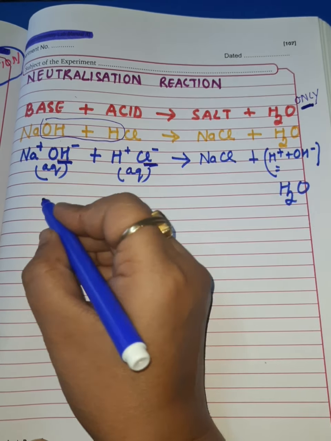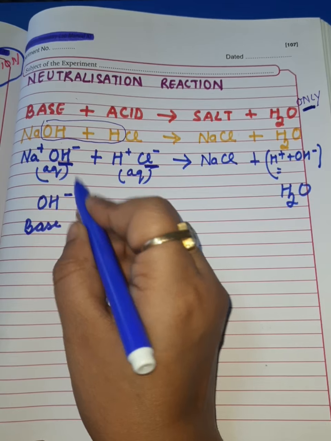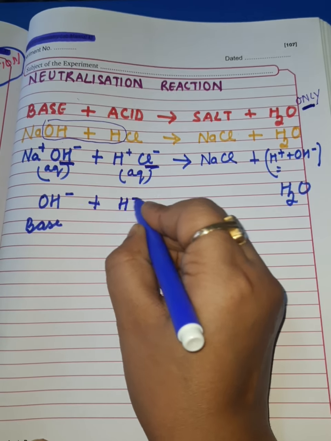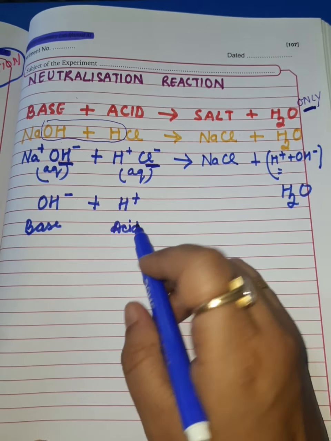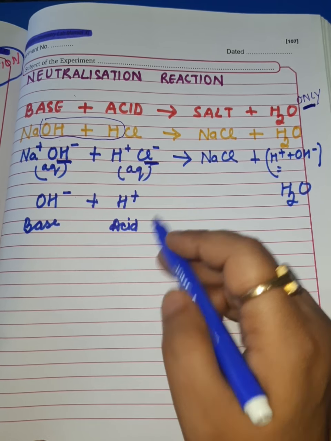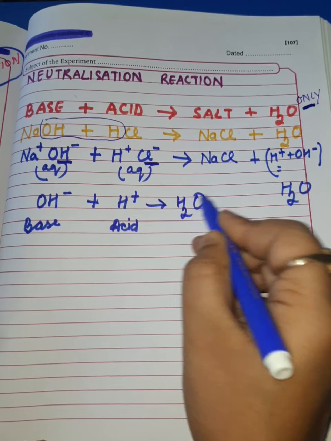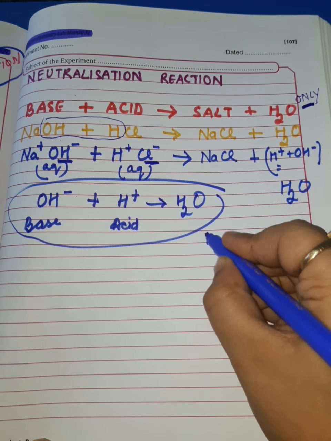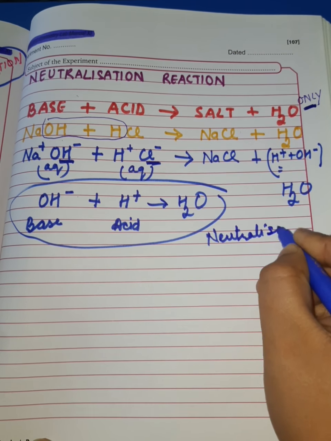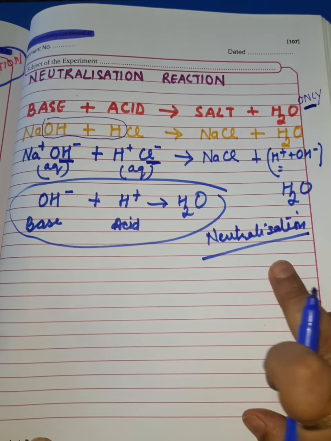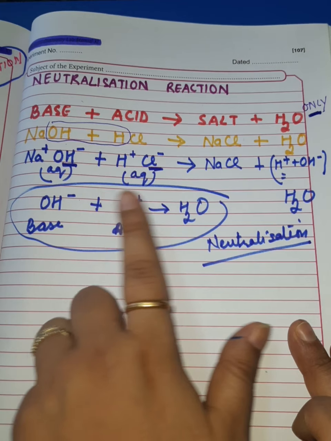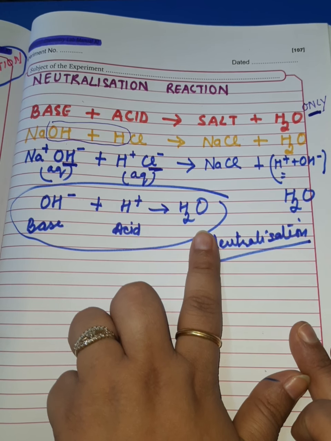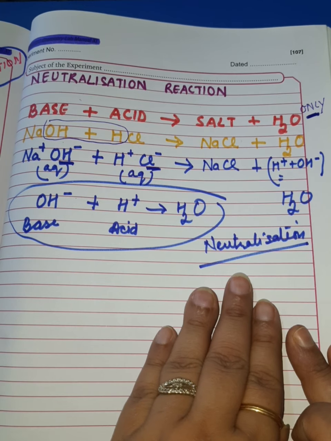Now I will tell you that basically neutralization reaction is the reaction between OH minus coming from the base and H plus ion coming from the acid. When this OH minus from the base reacts with H plus from the acid to form water, this reaction is called neutralization reaction. Basically, this is neutralization reaction.